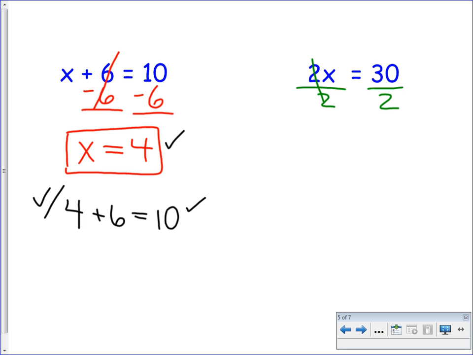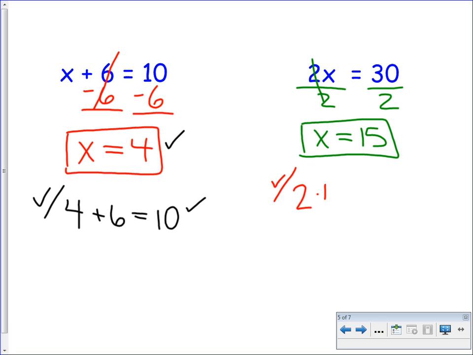So 2 divided by 2 equals 1. We cross that out, and we're left with x. On the right side, 30 divided by 2 is just 15. We are going to box our answer. One last step, we are going to check it. Copy down the 2, put the multiplication sign, 15 equals 30. If 2 times 15 does equal 30, we can put a check mark on that, and we can put a check mark on our 15 because we know that is correct.